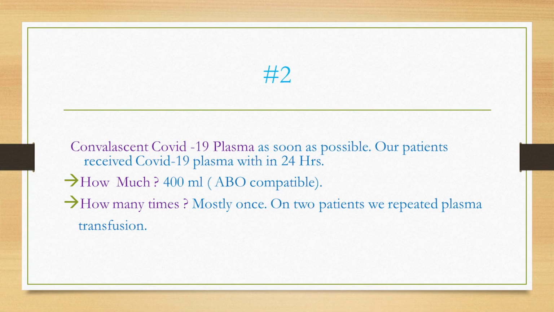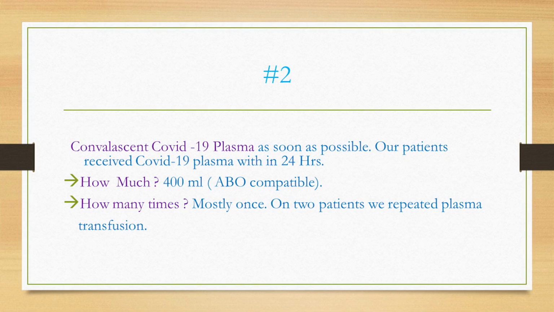And step two is convalescent COVID-19 plasma, which is again as soon as possible. Our patients received the convalescent plasma within 24 hours, so they had a good improvement with the steroids. And how much do we give? 400 ml, which is ABO compatible. And how many times? Usually we give it only once, but sometimes we had to repeat a couple of times. There are no side effects to the plasma.